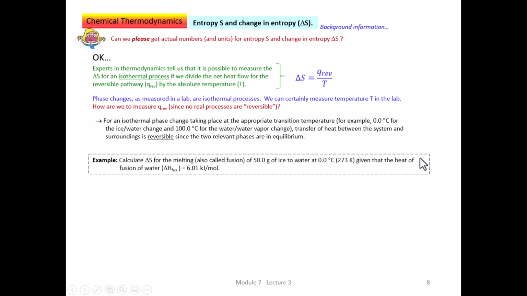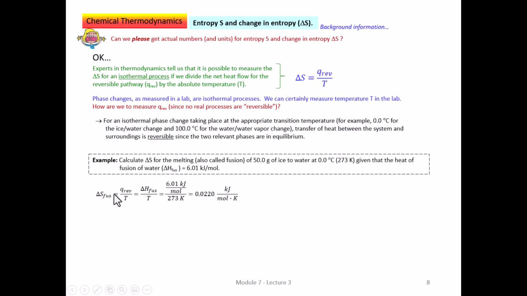Let's do an example. Let's calculate delta S, meaning get a real number, for the melting, remember that's also called fusion, of 50 grams of ice to water at 0 degrees C, 273 Kelvin, given that the heat of fusion of water is 6.01 kilojoules per mole.